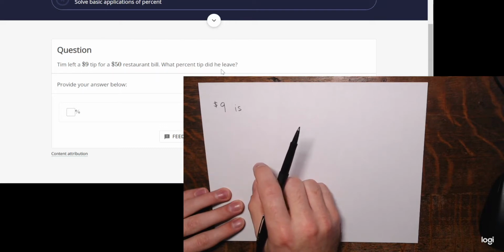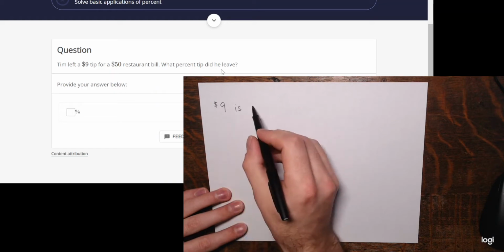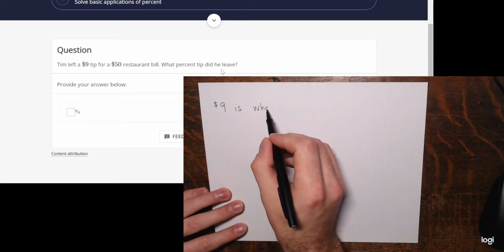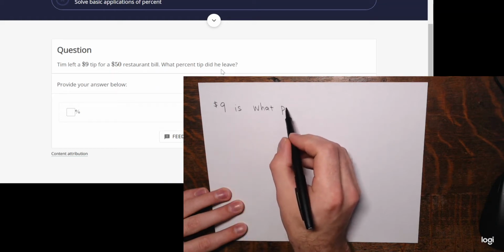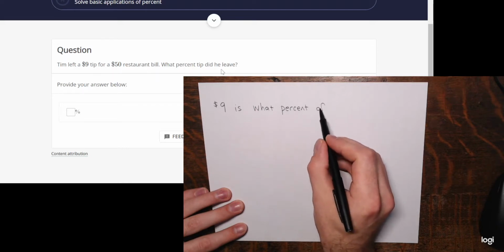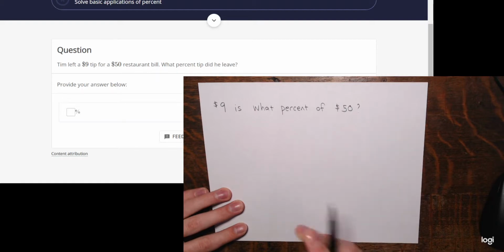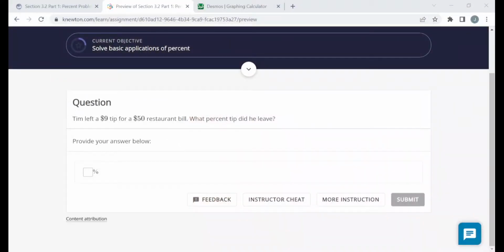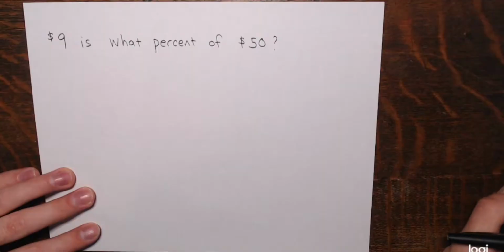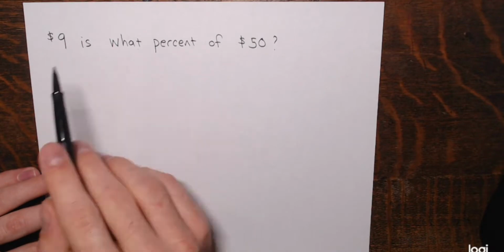We can write this another way though, saying that $9 is what percent of 50? That's really the question being asked here. $9 is what percent of $50? Because the $50, you left a $9 tip, and they're asking what percent was that tip.